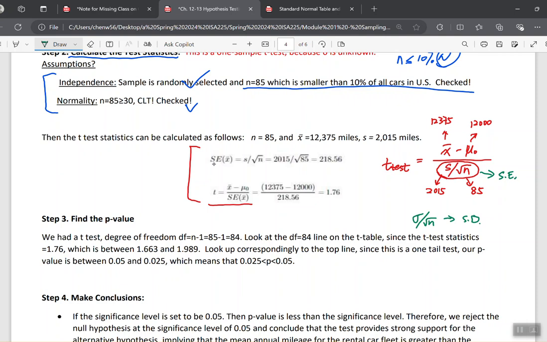All right, so that is why I label it as the standard error of sample means, which is S over square root of N. And I calculate the bottom and then just replace the bottom with this value and calculate the t, which is 1.76. Okay, so now we have the t-test statistic, which is 1.76, and then what?